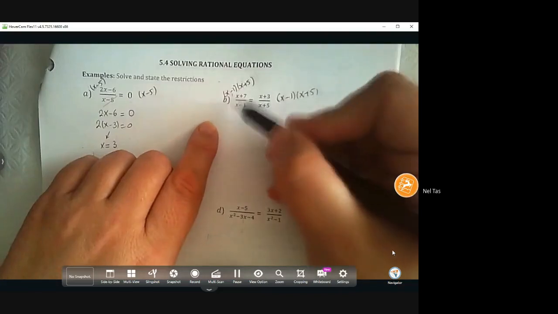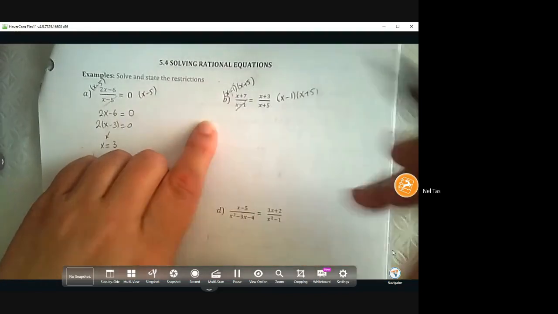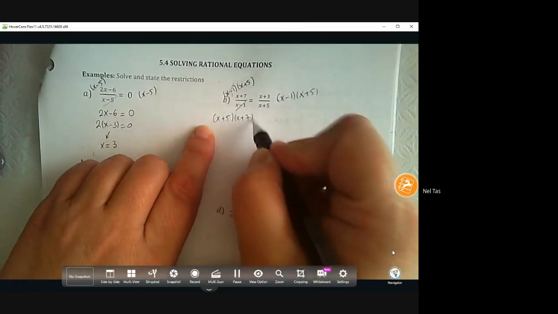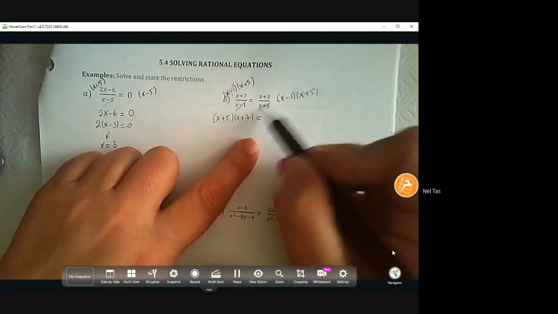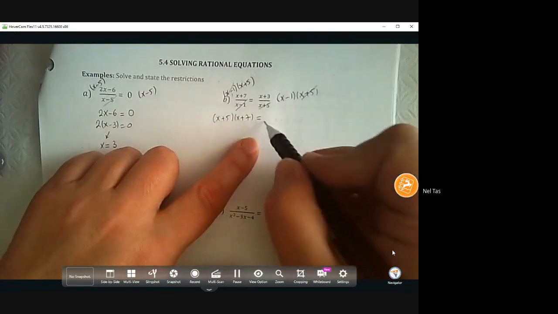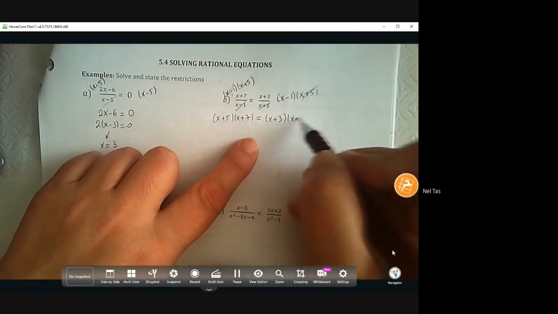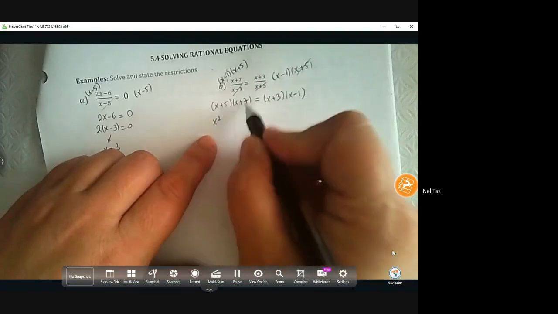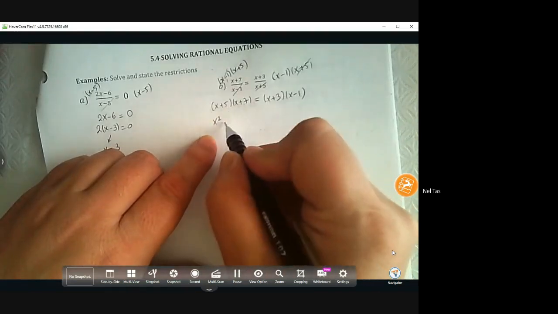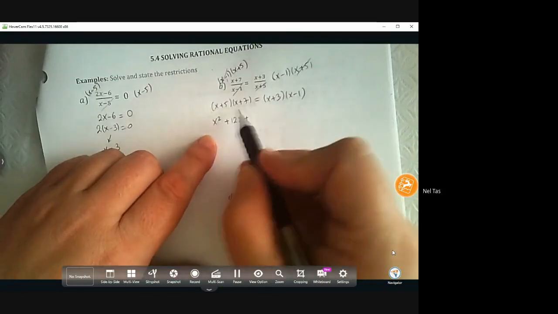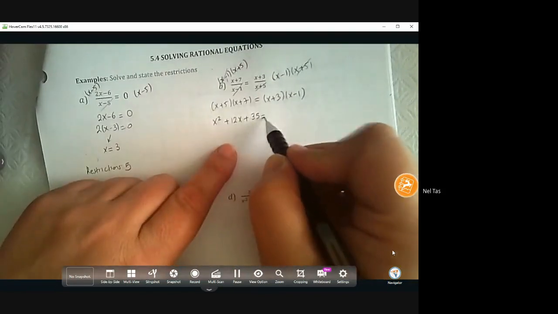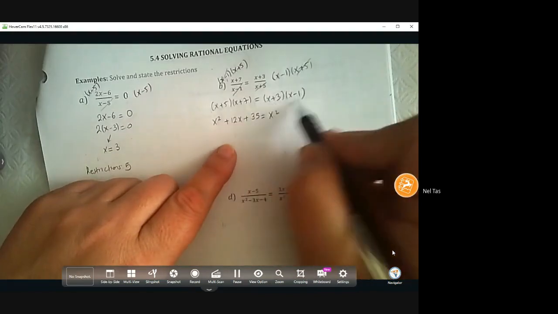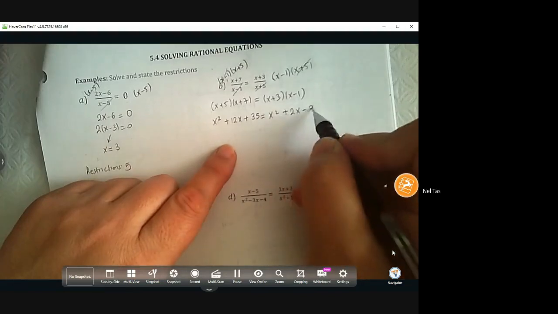So for the left part, x - 1 and x - 1 is gone. So we end up with (x + 5)(x + 7). On the right, x + 5 and x + 5 is gone. So we end up with (x + 3)(x - 1). Then we are going to expand these. So we get x squared + 7x + 5x gives you 12x, + 5 times 7 gives you 35. Let's expand the right side. So we get x squared + 3x - x gives you 2x, - 3.